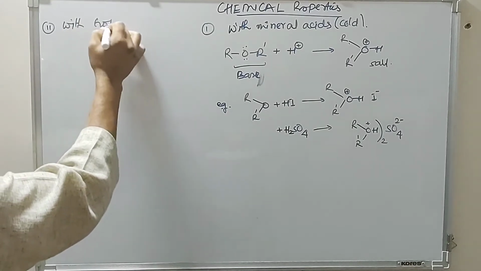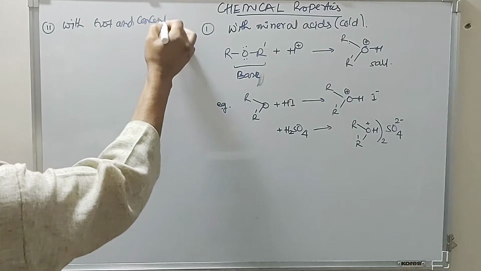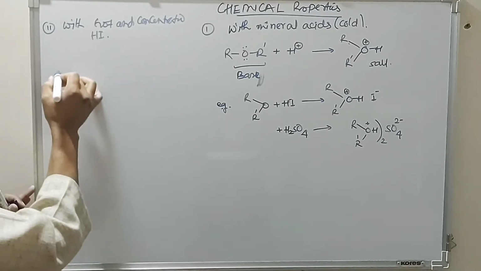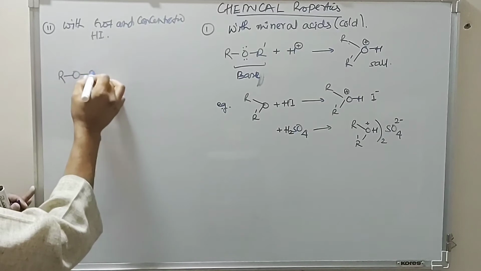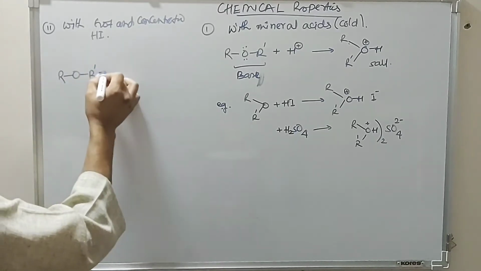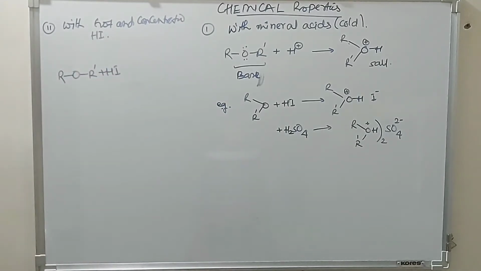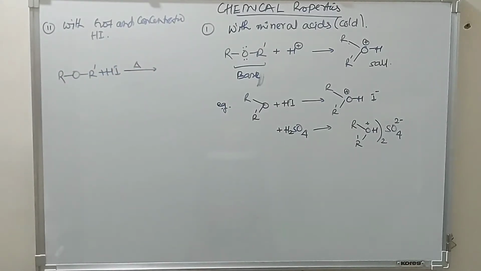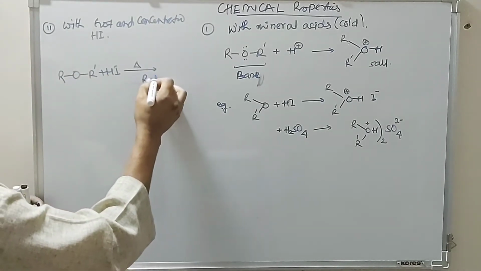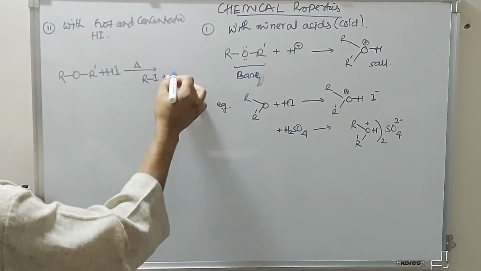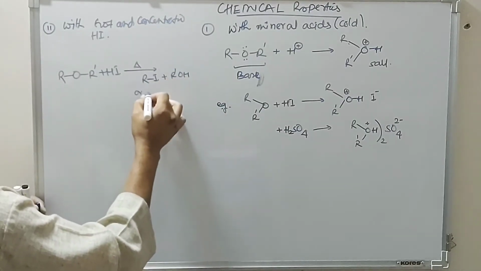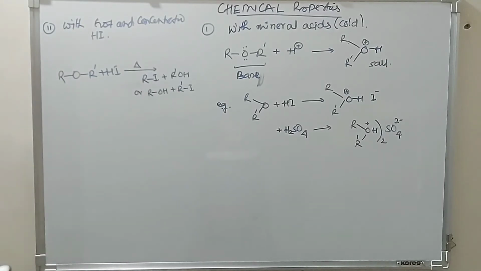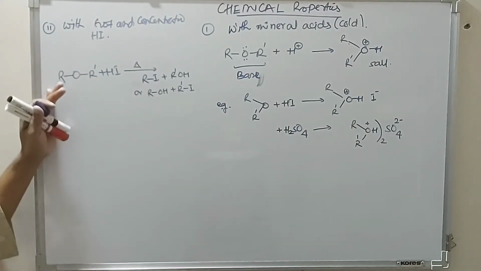Reaction with hot and concentrated HI. So look at this, this ROR prime reacts with HI followed by heating, then this gives you RI plus R prime OH or ROH plus R prime I, depending on the nature of R and R prime.